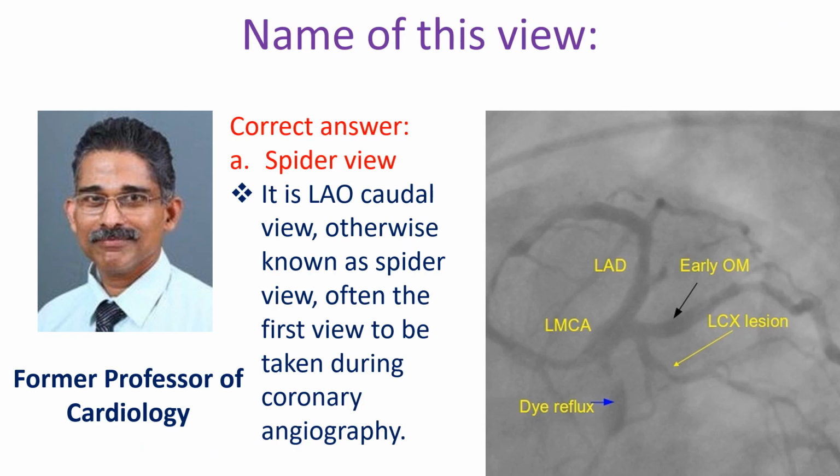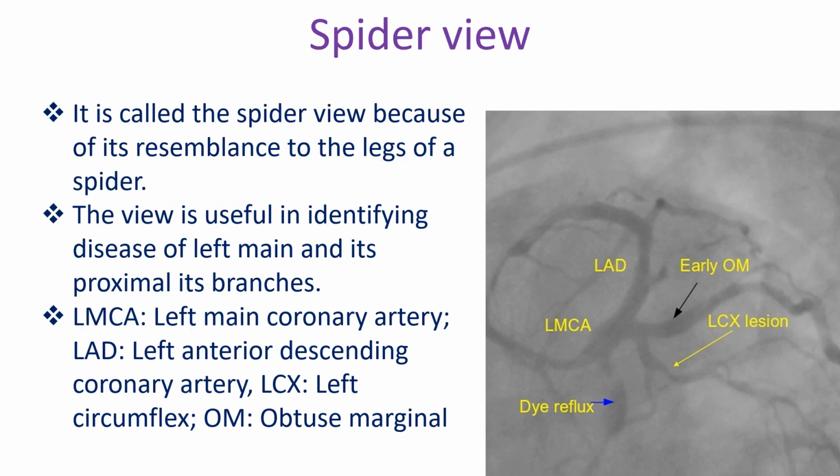It is LAO-caudal view, otherwise known as spider view, often the first view to be taken during coronary angiography. It is called the spider view because of its resemblance to the legs of a spider. The view is useful in identifying disease of left main and its proximal branches. LMCA, left main coronary artery; LAD, left anterior descending coronary artery; LCX, left circumflex; OM, obtuse marginal.